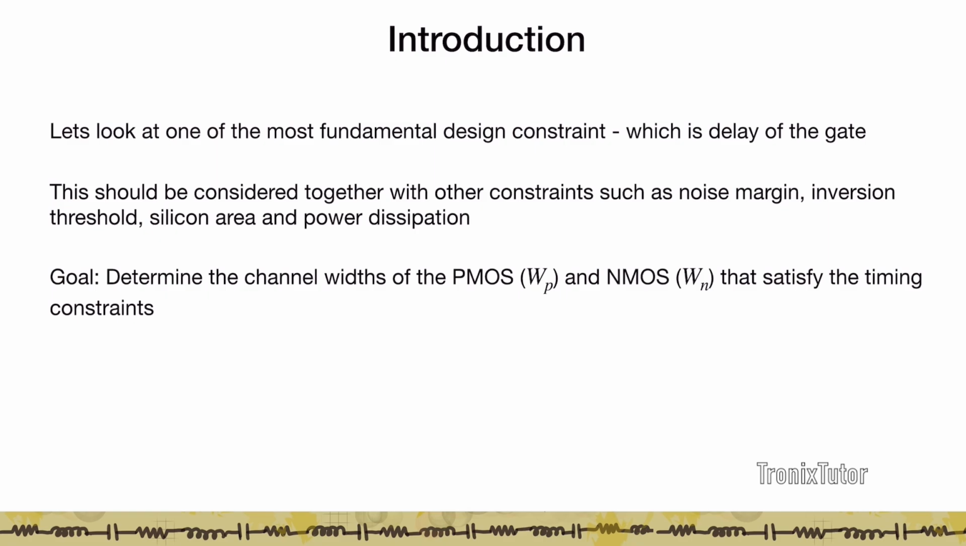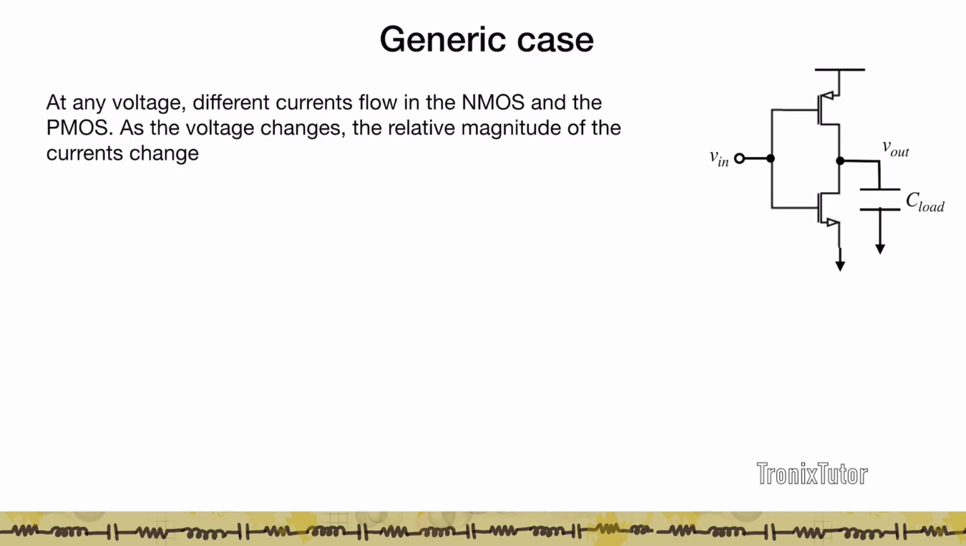So, what is the goal? Our goal is to determine the channel widths of the PMOS and the NMOS that satisfy a given timing constraint. Now, let's first look at a generic case. At any given voltage on the input, the PMOS and NMOS in the most generic case will have some current flowing through. And as the voltage at the input changes from 0 to VDD, the relative drive strength of the PMOS reduces and the relative drive strength of the NMOS increases. And that leads to a discharge of the capacitor.